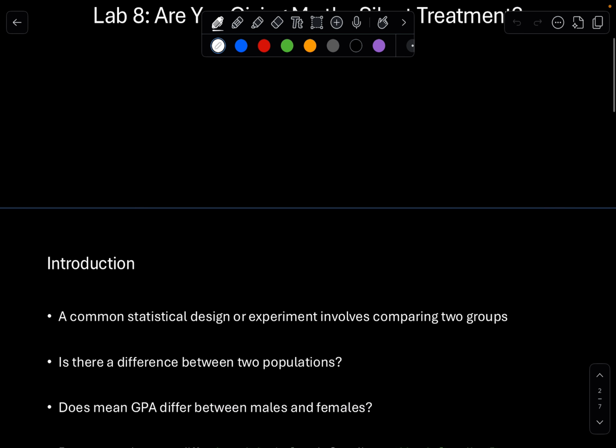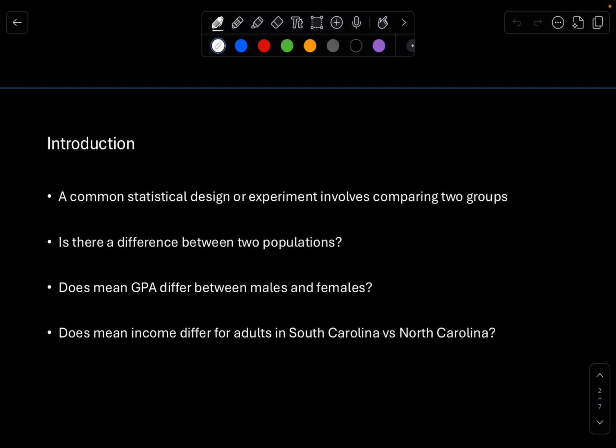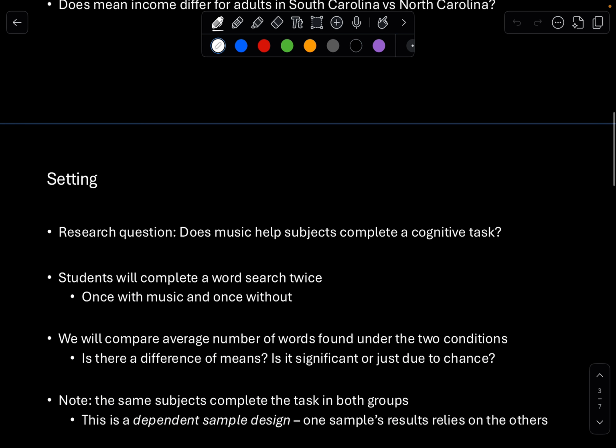Okay. So in Lab 8, we are trying to answer that question: is there a significant difference between two population means? Specifically in this lab, these are just a couple of examples of real life research questions. In this lab, this is our specific question here. If we play music in the background, is there evidence that as a class, we improve with a specific task? And that task in this lab is going to be completing a word search.